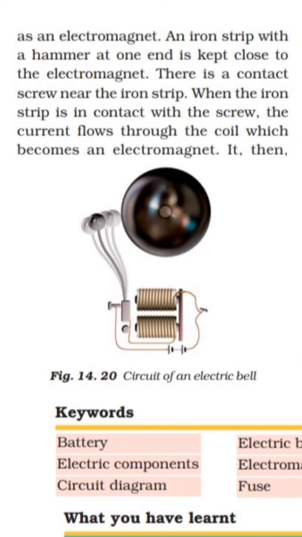In this process, the hammer at the end of the strip strikes the gong of the bell to produce a sound. However, when the electromagnet pulls the iron strip, it also breaks the circuit, and the current through the coil stops flowing. Will the coil remain an electromagnet? No. When the current is stopped, at that time the coil will not be an electromagnet. It comes to its original position.